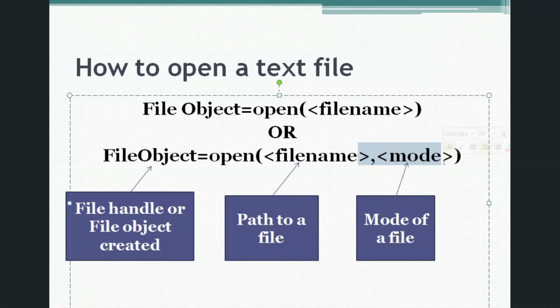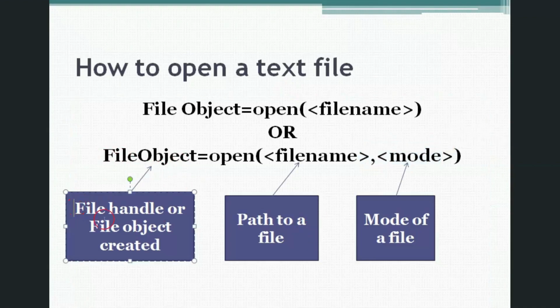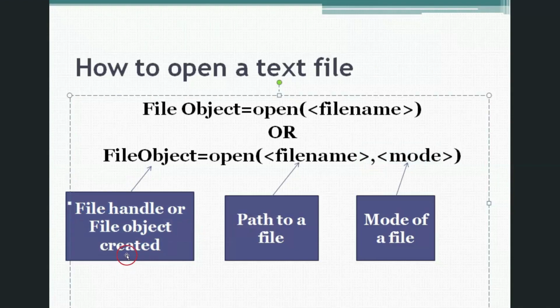So what is a file object? A file handle or file object is created here. After that comes the file name. We can write the file name, or just write the path to the file.